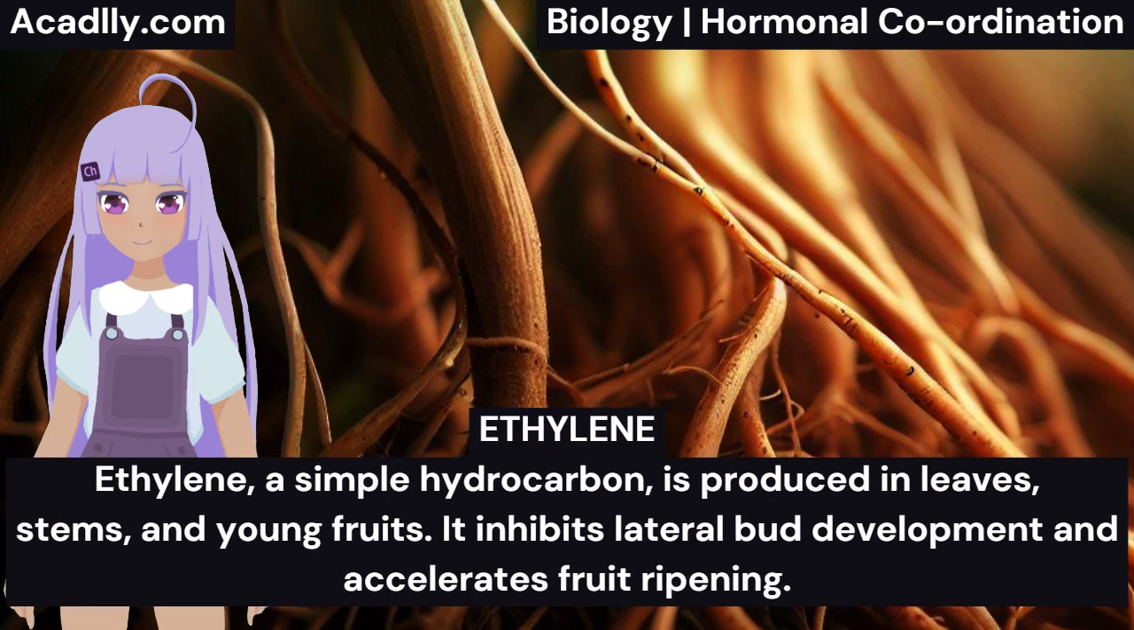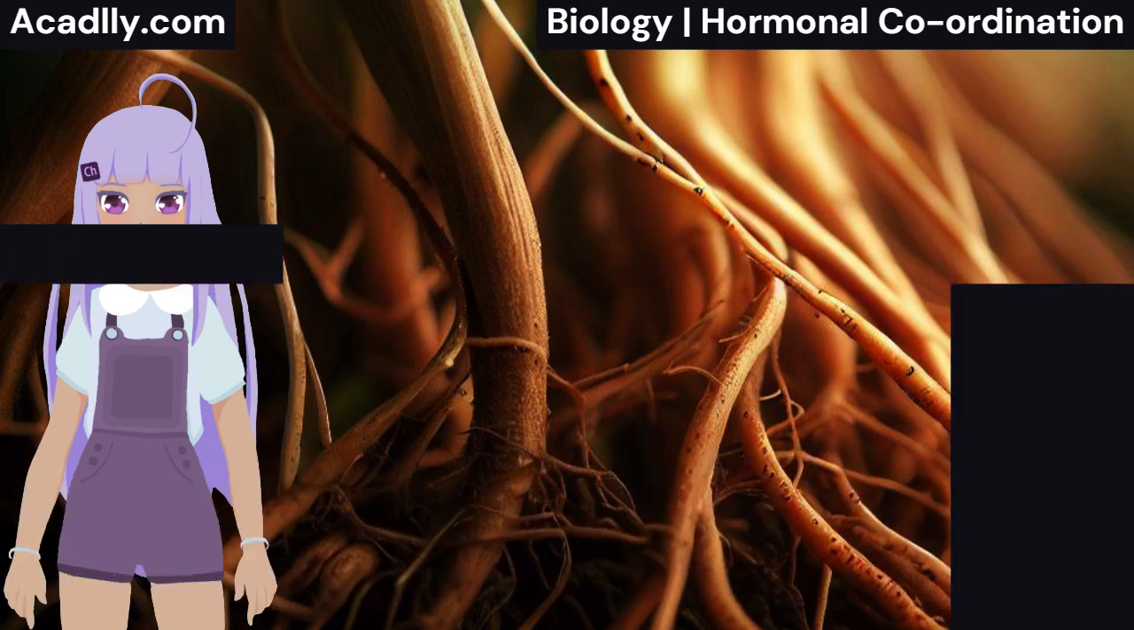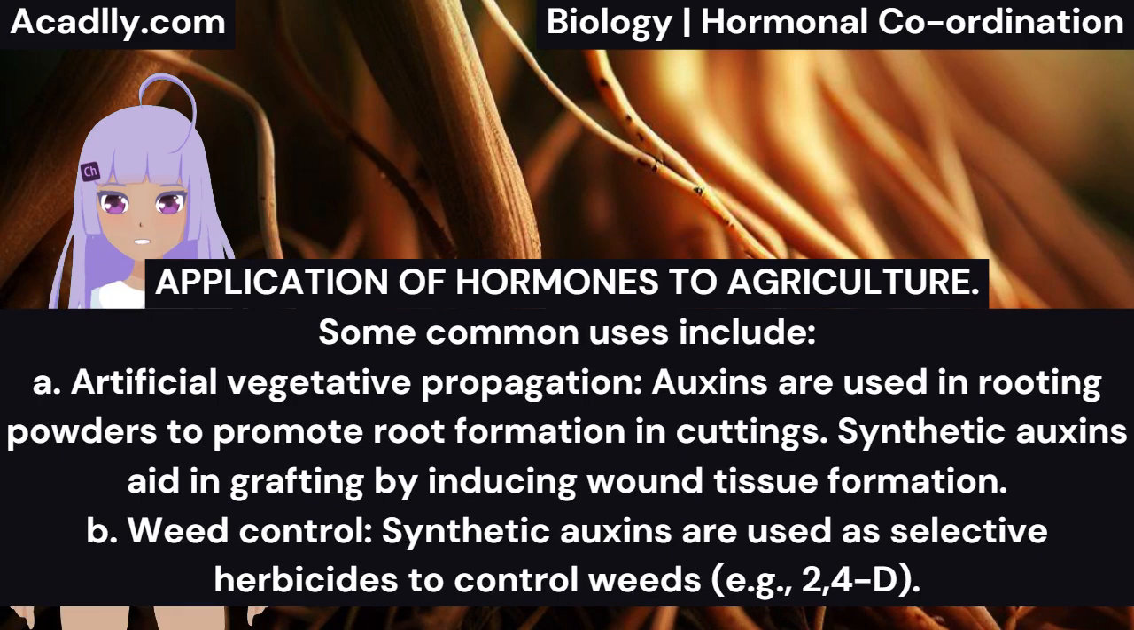Ethylene. Ethylene, a simple hydrocarbon, is produced in leaves, stems, and young fruits. It inhibits lateral bud development and accelerates fruit ripening. Application of hormones to agriculture. Both natural and synthetic plant hormones find applications in horticulture and agriculture.